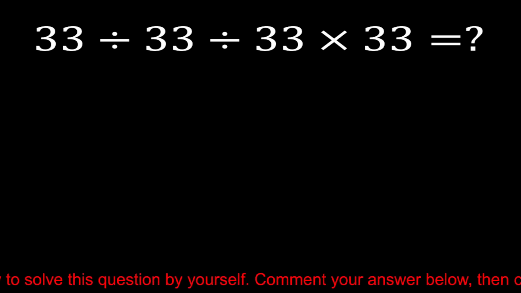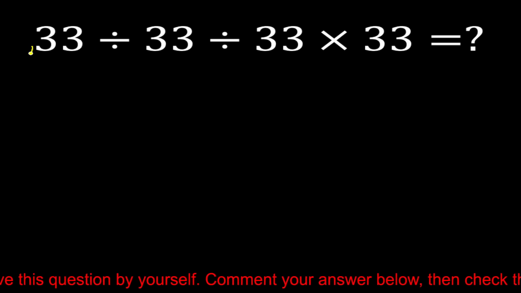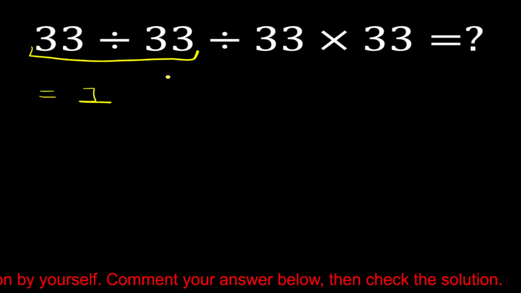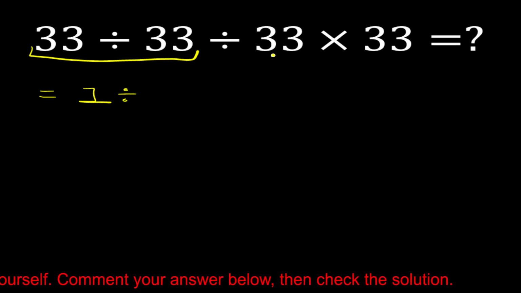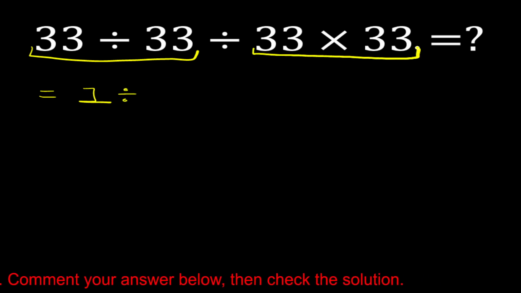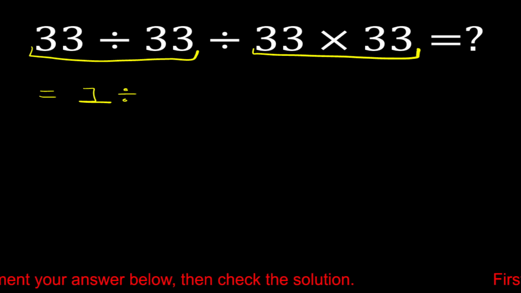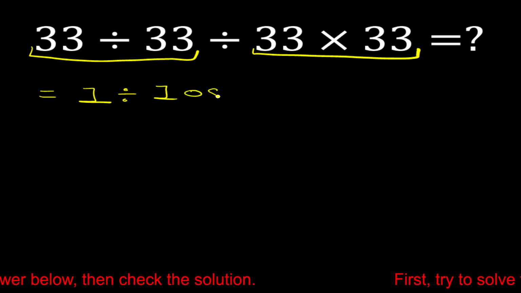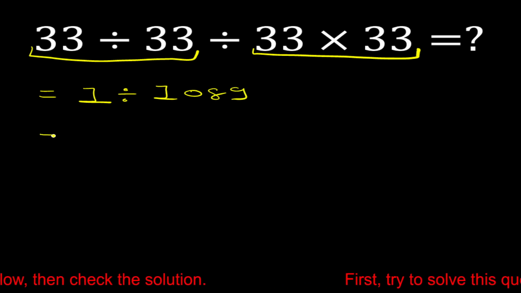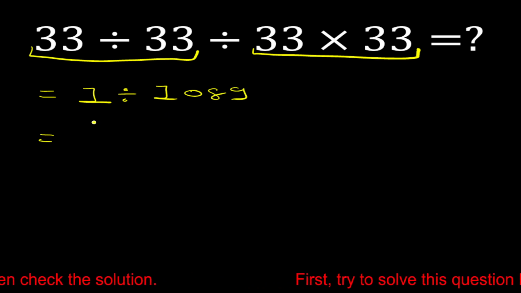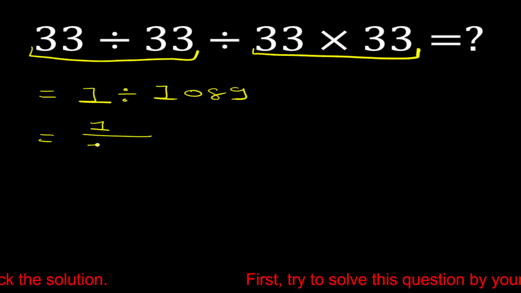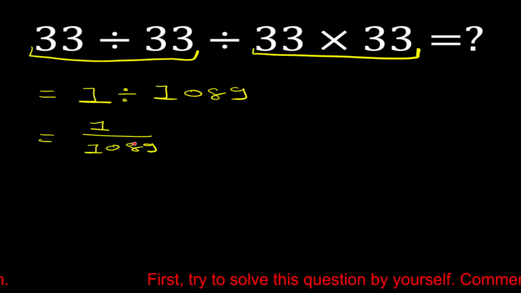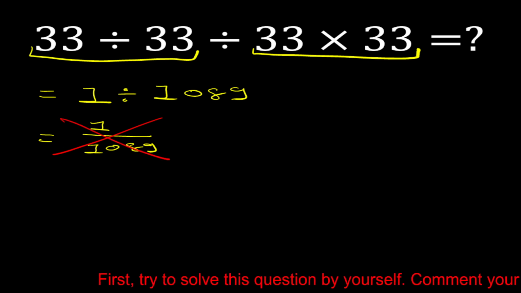So most people solve this question like 33 divided by 33 is equal to 1. Then divide 33 multiply 33 is equal to 1089. Okay. So now 1 divide 1089 is equal to 1 upon 1089. But this answer is not correct. This answer is completely wrong.